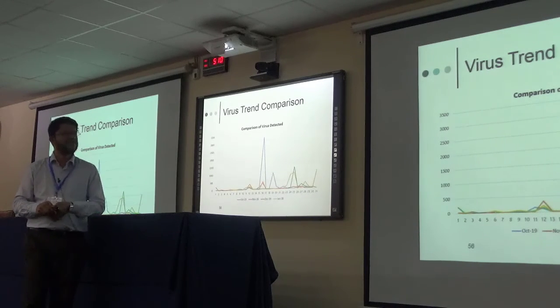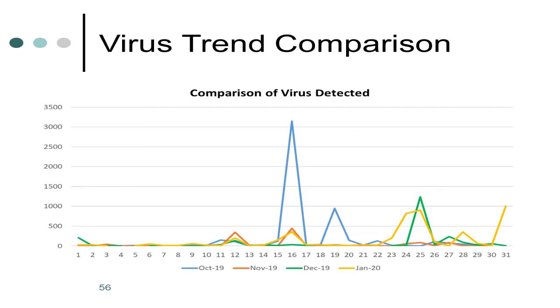This is virus detected, similar to the number of virus. The previous one was about malware detection, and this is the virus detection. As you can see, in this case January is not the one with the highest number of virus. We have a hike for virus in October, and after that in January we see some virus hike as well. But it's similarly random in other months.